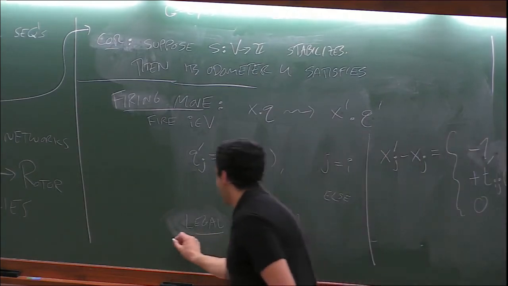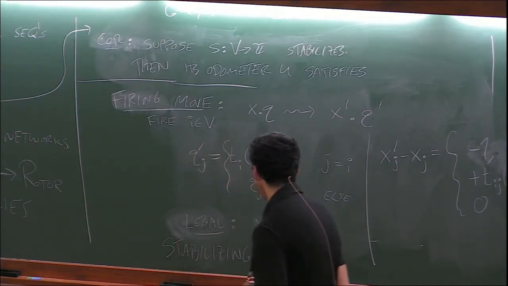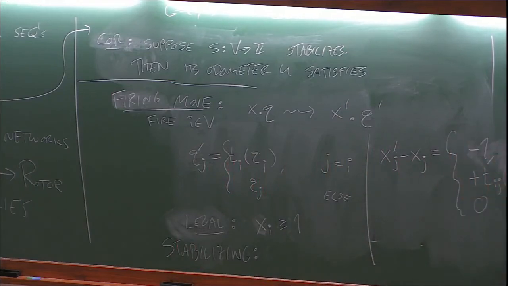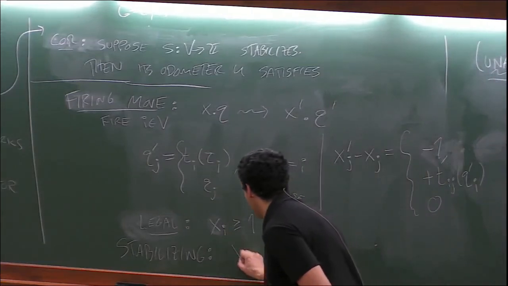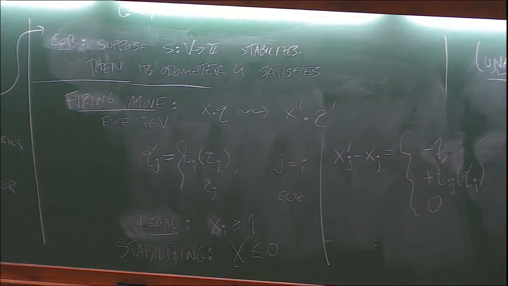And stabilizing says after you do all your moves, there's nothing left to do, right? So that's just saying that all your chip counts are less than or equal to 0. So those are my definitions of legal and stabilizing. And then I claim, except for a notation collision of x there and x there, which is kind of unfortunate, nothing needs to be changed in the proof.